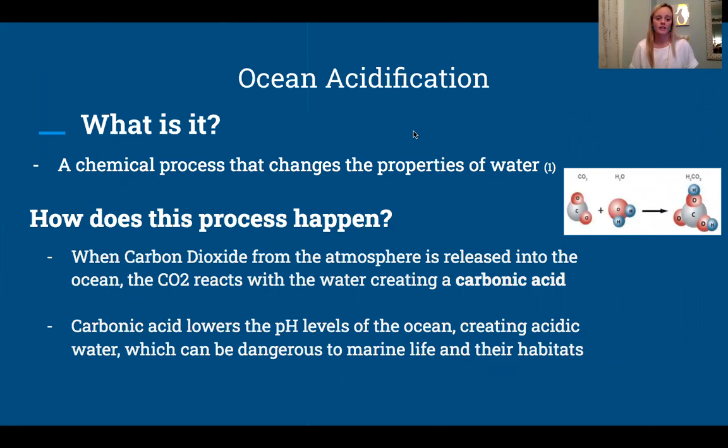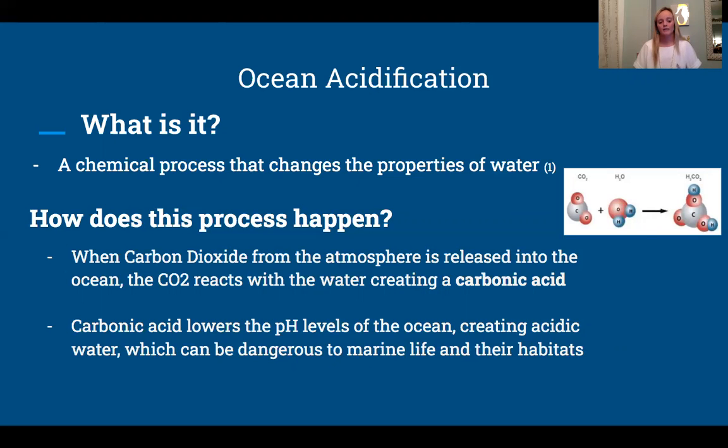So ocean acidification, what exactly is it? It's a chemical process that changes the properties of water. How does this process happen? The carbon dioxide that's in the atmosphere can't just all stay there, so some of it is released into the ocean. And when the CO2 and the water react with one another, they create carbonic acid. The picture to the right shows carbon dioxide and H2O, water, combining together to form carbonic acid.